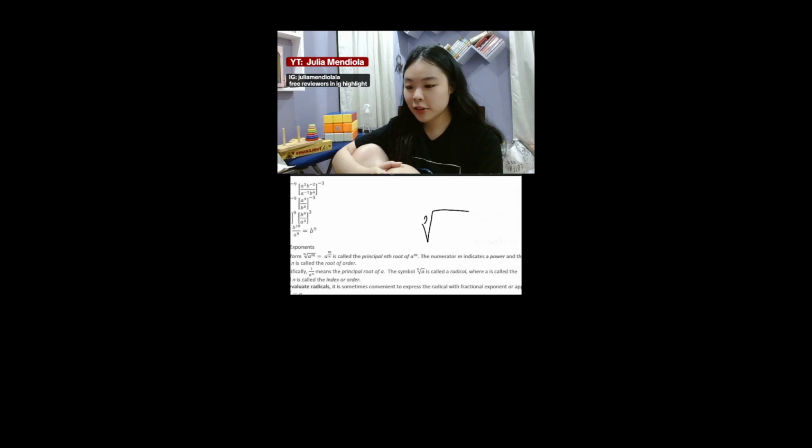Oh, so usually the smallest number of the index is 2. Okay? 2. Pag walang number dito, ang ibig sabihin lang is 2 yung index niya, or square root. So, how do we put something out of a square root?